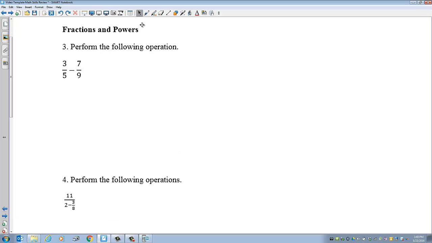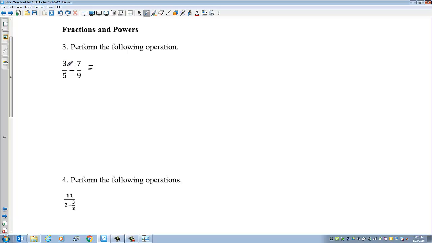So we'll start with fractions first. These are always sort of an issue in the beginning, making sure you know your times tables and how to add and subtract and multiply and divide fractions. So let's do this one. What you want to do when you work with fractions and you add and subtract, you have to make sure you have a common denominator.